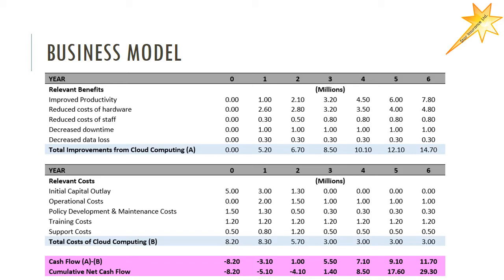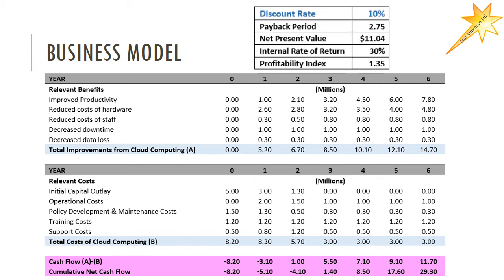Next, I shall present the business model over a 6-year period. Based on what we have discussed so far, I have shown here the cost and benefits analysis of implementing cloud computing. With the cash flow, cumulative net cash flow, and a discount rate of 10%, we can compute the payback period to be 2.75 with a net present value of 11.04 million, an internal rate of return of 30%, and a profitability index of 1.35. You can refer to the executive handout provided for more details on how these values are calculated.